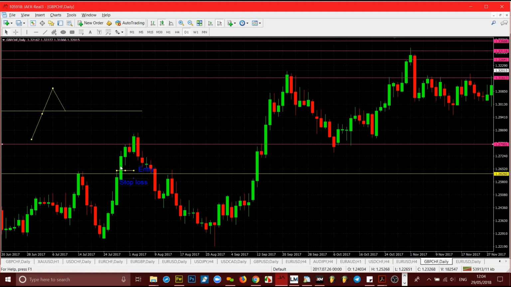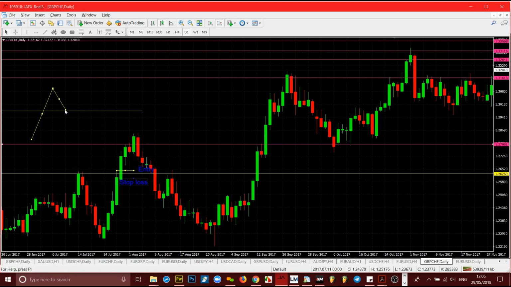If it breaks support, maybe this was support and it broke to the downside, we expect it to come back and test it again, and it becomes resistance. So resistance is up, support is down. But that's not what we're trying to trade here. Let's assume I wanted to trade this.